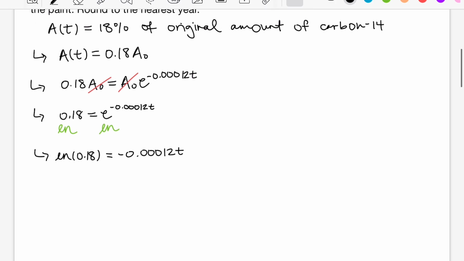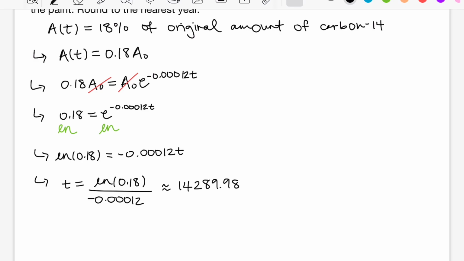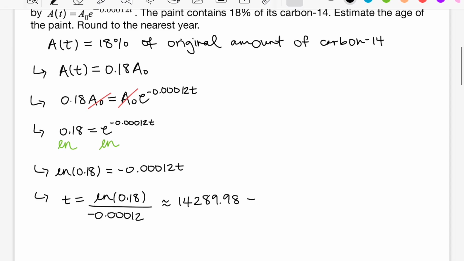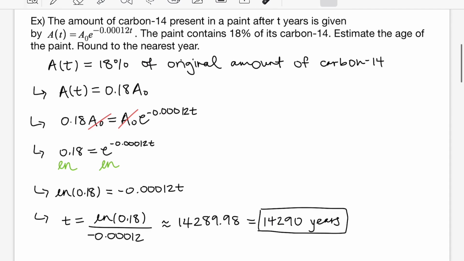Right, now we just want to solve for t, so we'll divide by negative 0.00012 on both sides. So we get t is equal to this guy here. And then plugging this into our calculator, we get about this here. And then we want to round our answer to the nearest whole year. So this will be equal to this guy here. So about 14,290 years is how old the paint is.